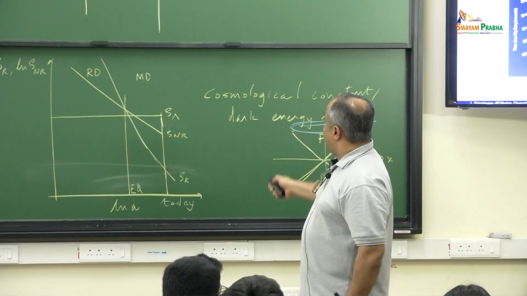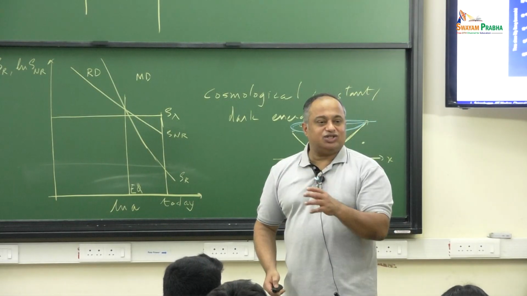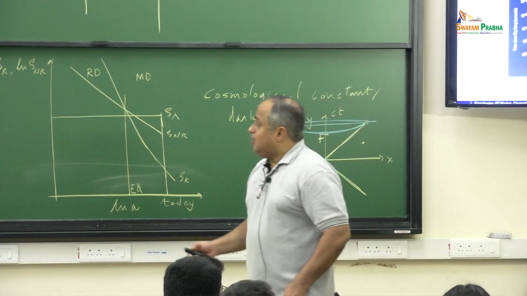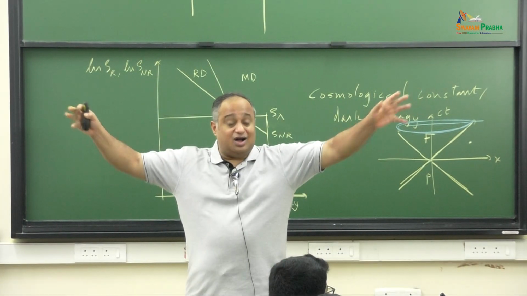A is the scale factor, right? Wherever A appears, A double dot has to be greater than 0. It has to go through acceleration. Okay? If it goes through an accelerated expansion, the universe becomes very large.